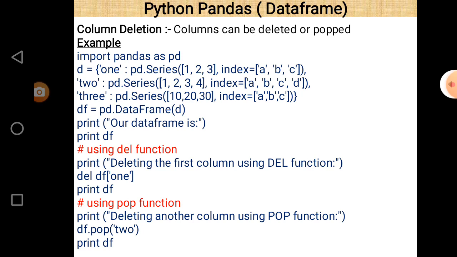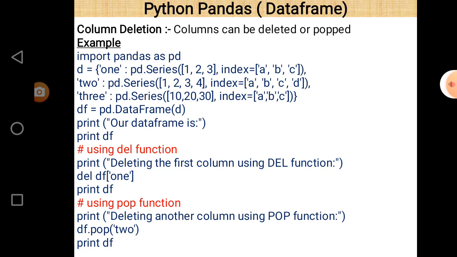To use the del operation, first of all write del, after that some space, and then the name of the data frame, which is df in this case, and in brackets just write the name of the column which you want to delete. The name of the column is 1, marked within single quotes because it is a string. And after that, a print statement.